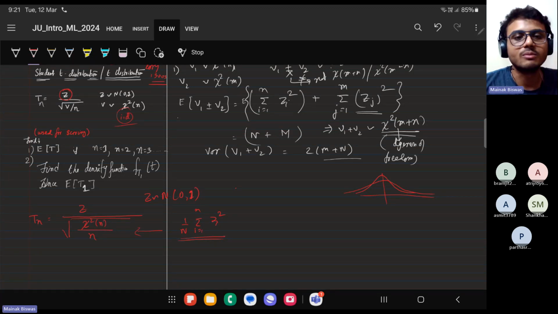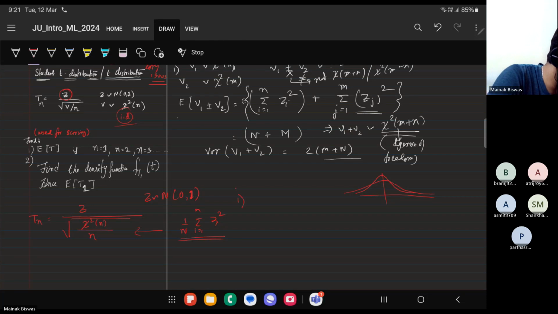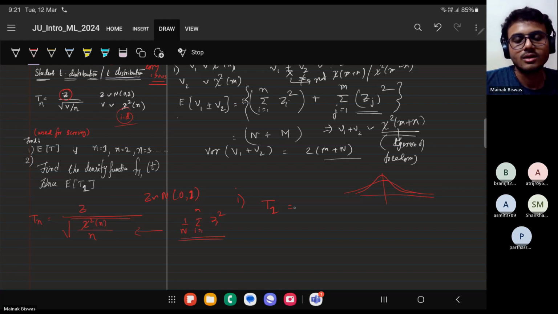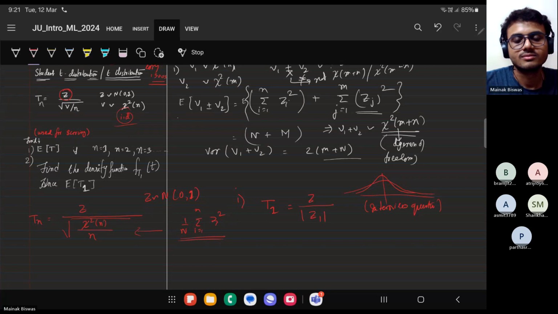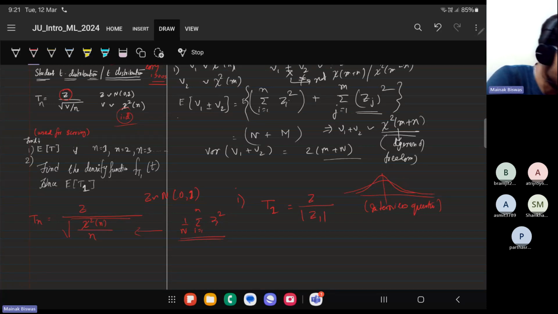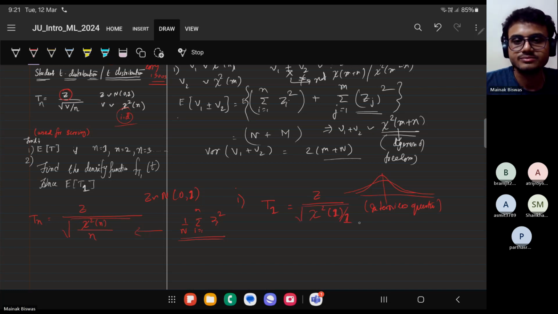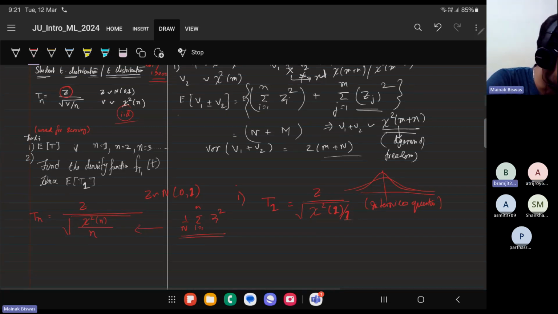So let us do a simple warm-up question. The first question is, what is T of 1? This is also a very important interview question. T of 1 is Z by the square root of Z1 squared, that is, mod Z1, right? Let me write it once again. The denominator is the square root of chi-square 1, agreed? What is chi-square 1?